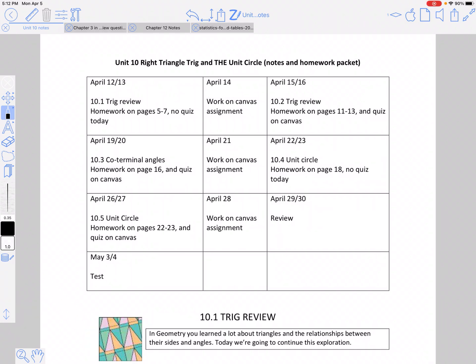Welcome to our second last unit of Secondary 3, your junior math class. So pretty exciting, we're on the tail end here, right?